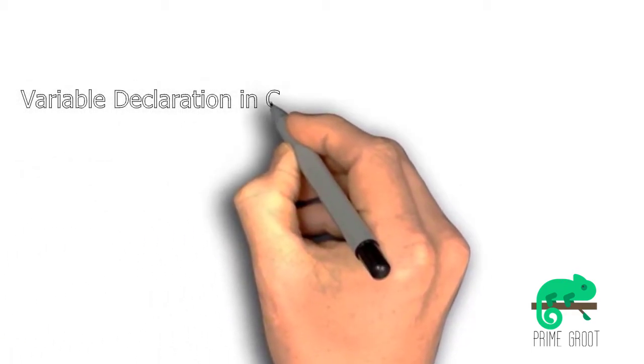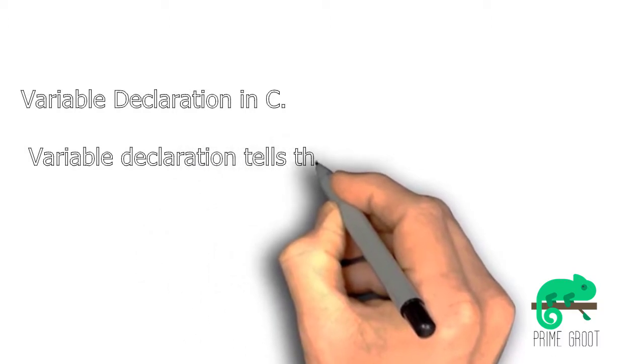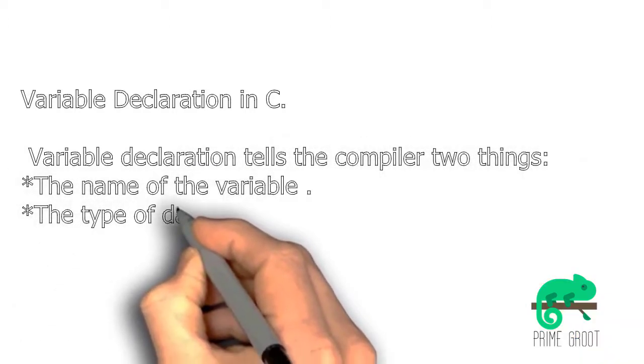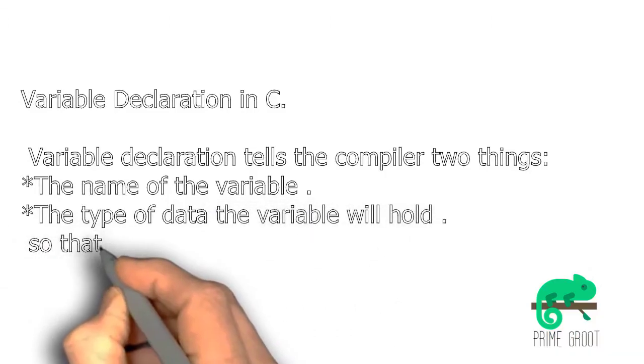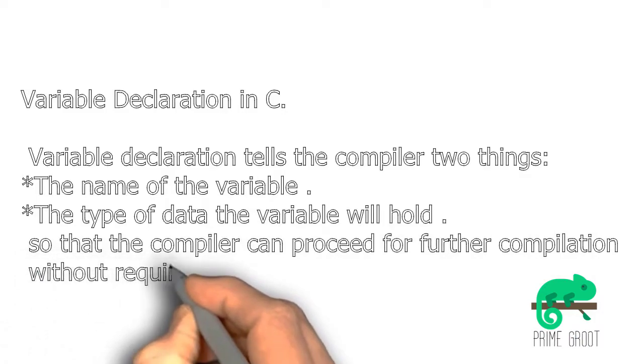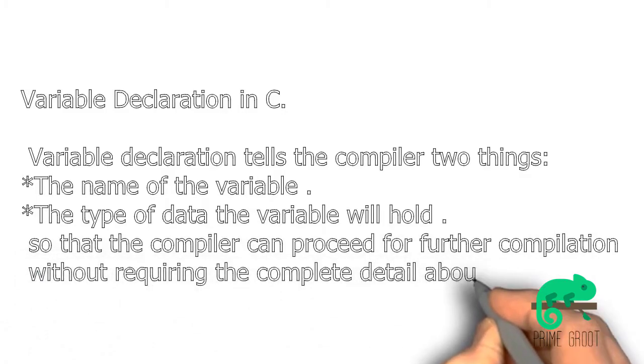Variable declaration in C. Variable declaration tells the compiler two things: the name of the variable, and the type of data the variable will hold, so that the compiler can proceed for further compilation without requiring the complete detail about the variable.